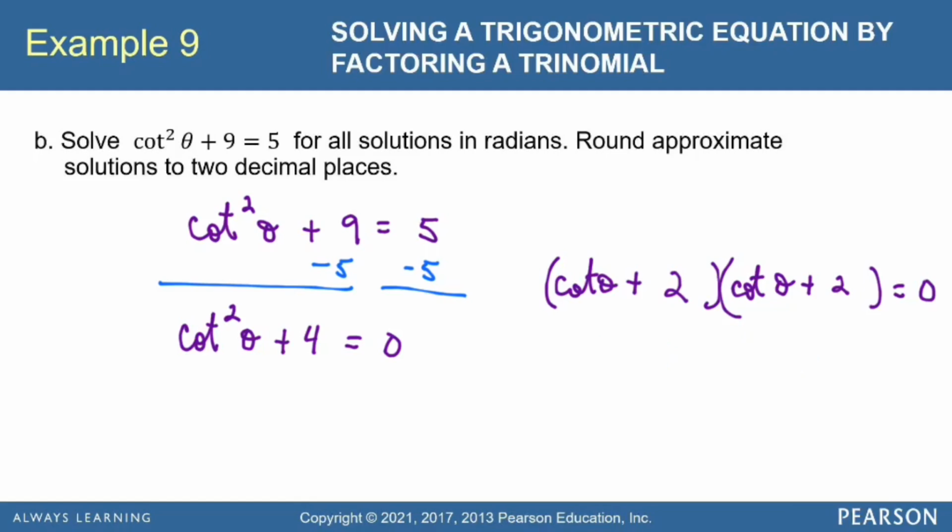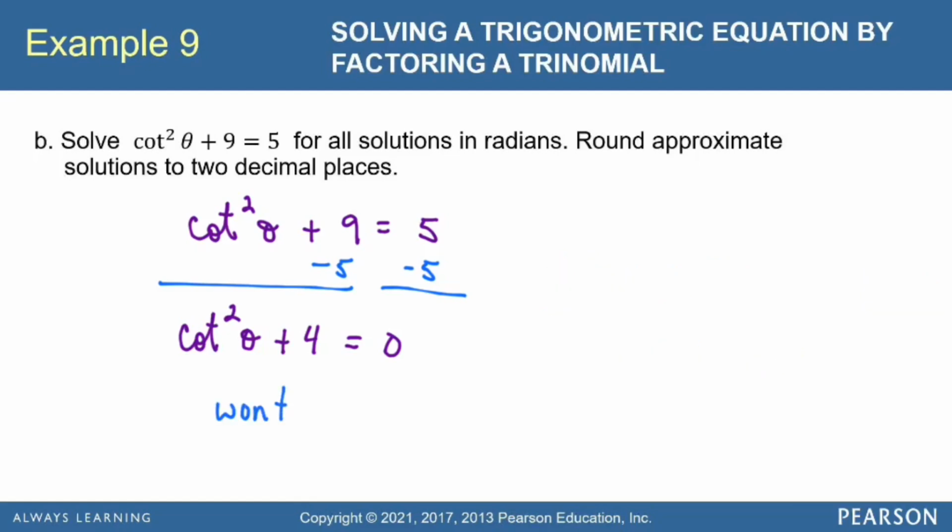Let's try again. What if we make the signs different? Well, we can get rid of the middle term by changing one of the signs to minus, but now when we try the FOIL process again, this time we get cotangent squared theta minus 4. So there's no way to have the plus 4 and yet not have a middle term. So there's no way to factor this.